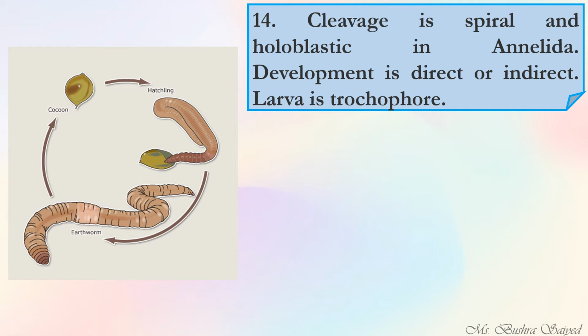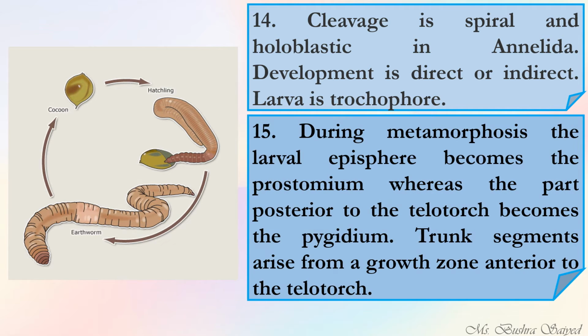So the cleavage, when we talk about it, is spiral and holoblastic. It means that the early embryonic development of the organism is spiral. Cleavage is basically the division of cells after the formation of the zygote, in which the cell will divide but the size remains the same. So the type of cleavage in annelids is spiral and holoblastic. The development could be direct or indirect. They have a larval form which is known as trochophore.